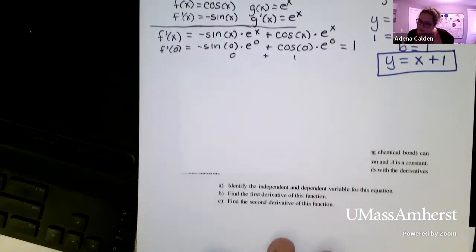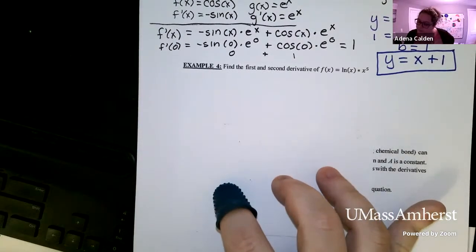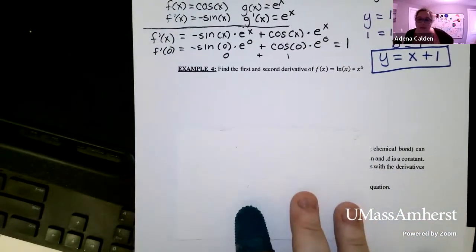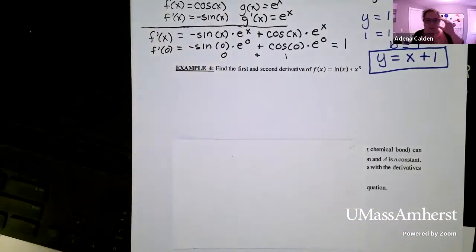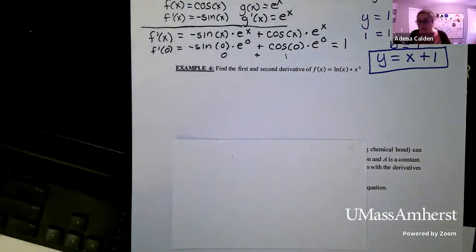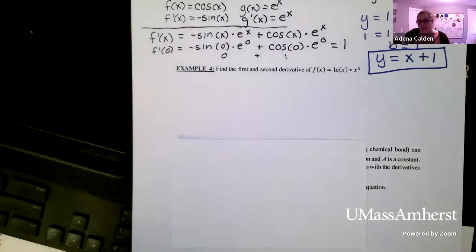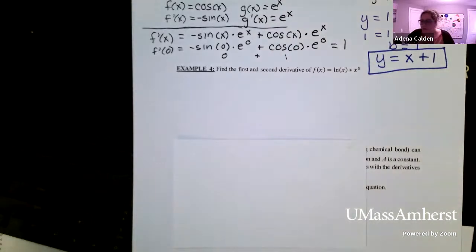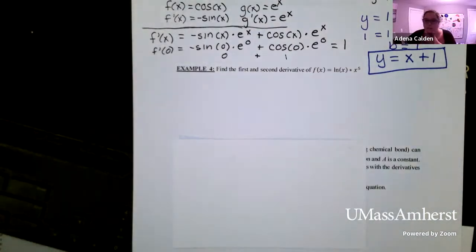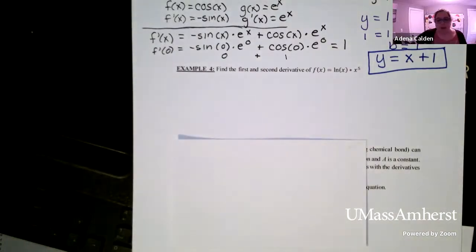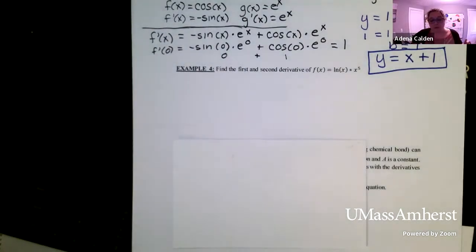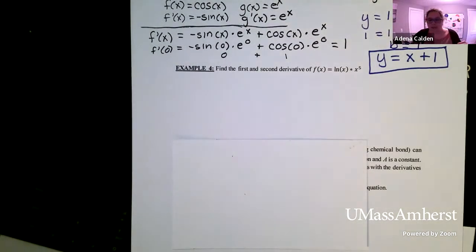So the next thing we want to be able to do is do second derivatives, right? And just like other derivatives we've done before, the way that we get to a second derivative is by finding the first derivative and then taking the derivative of that. So if we start with a product rule, we have the natural log of x times x to the fifth. We would need to use a product rule to find the first derivative. And then we would need to look through the first derivative to figure out what techniques we would need to use to find the second derivative.